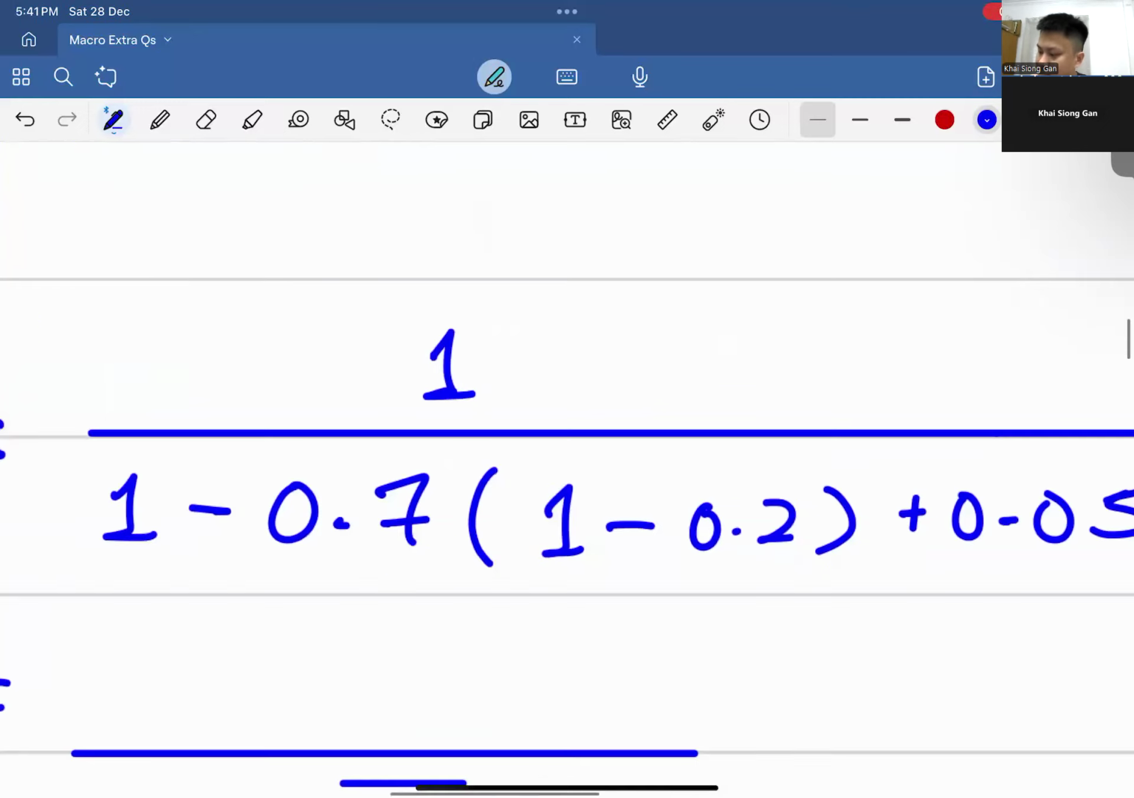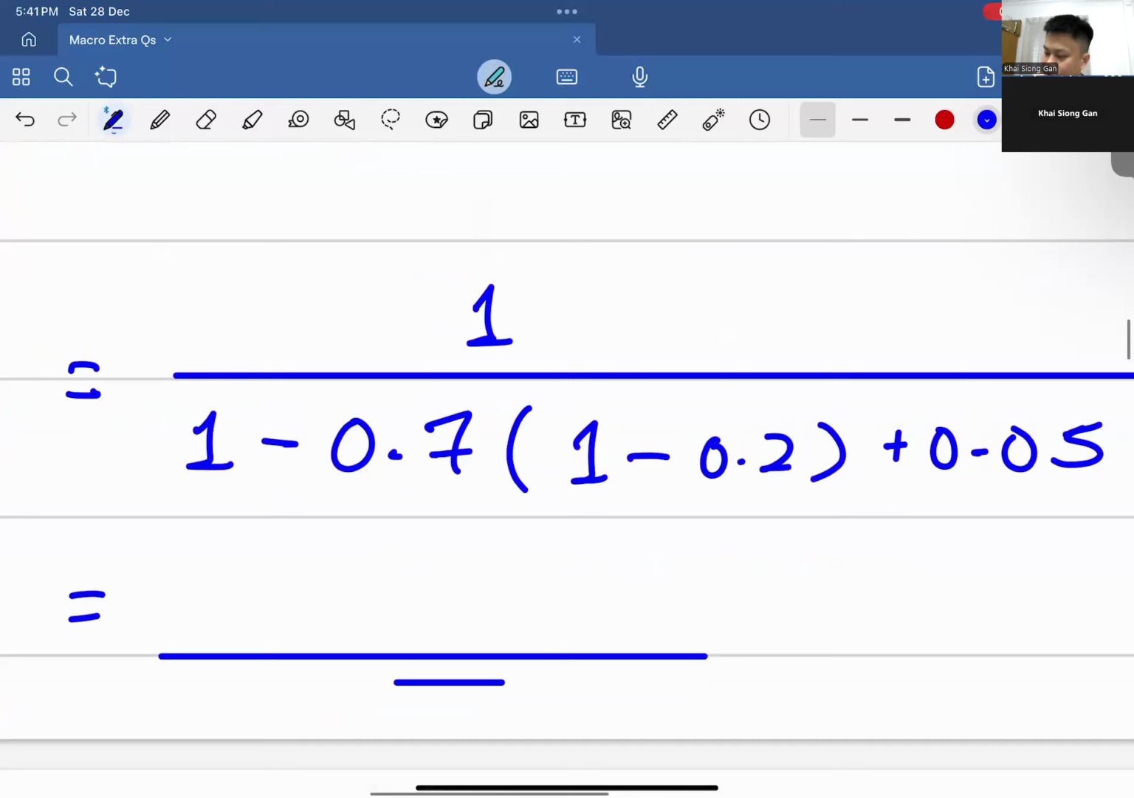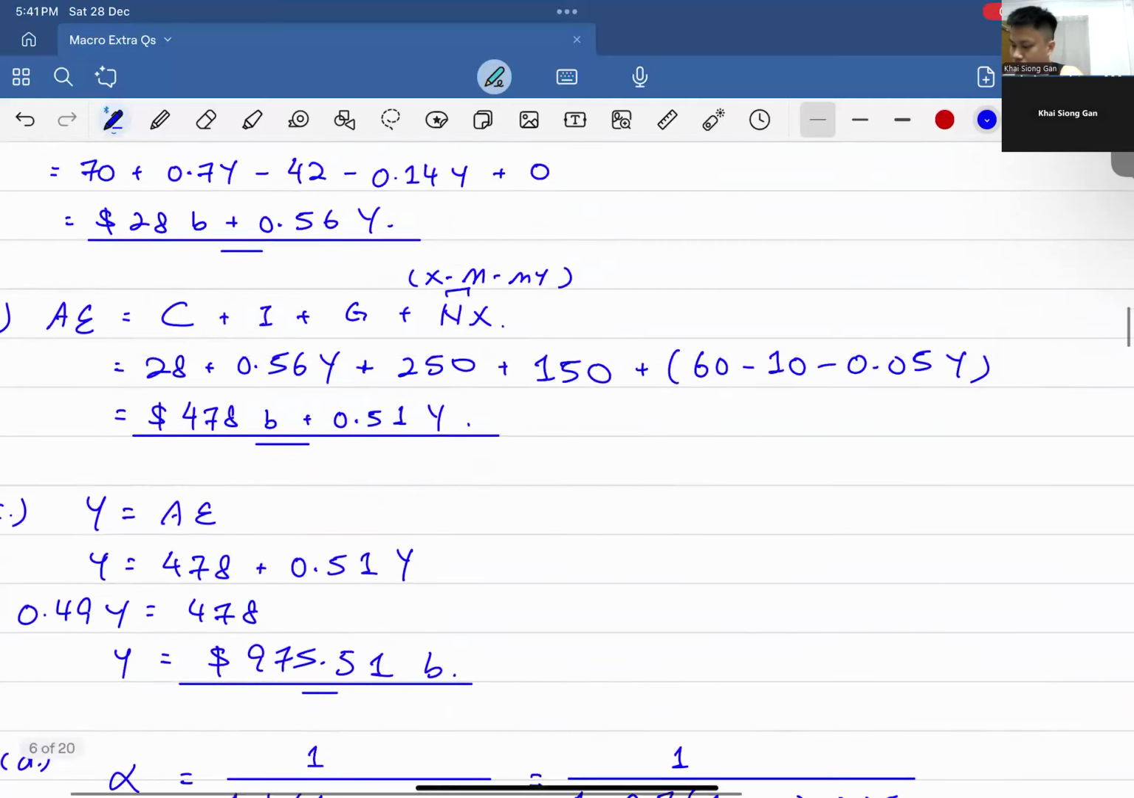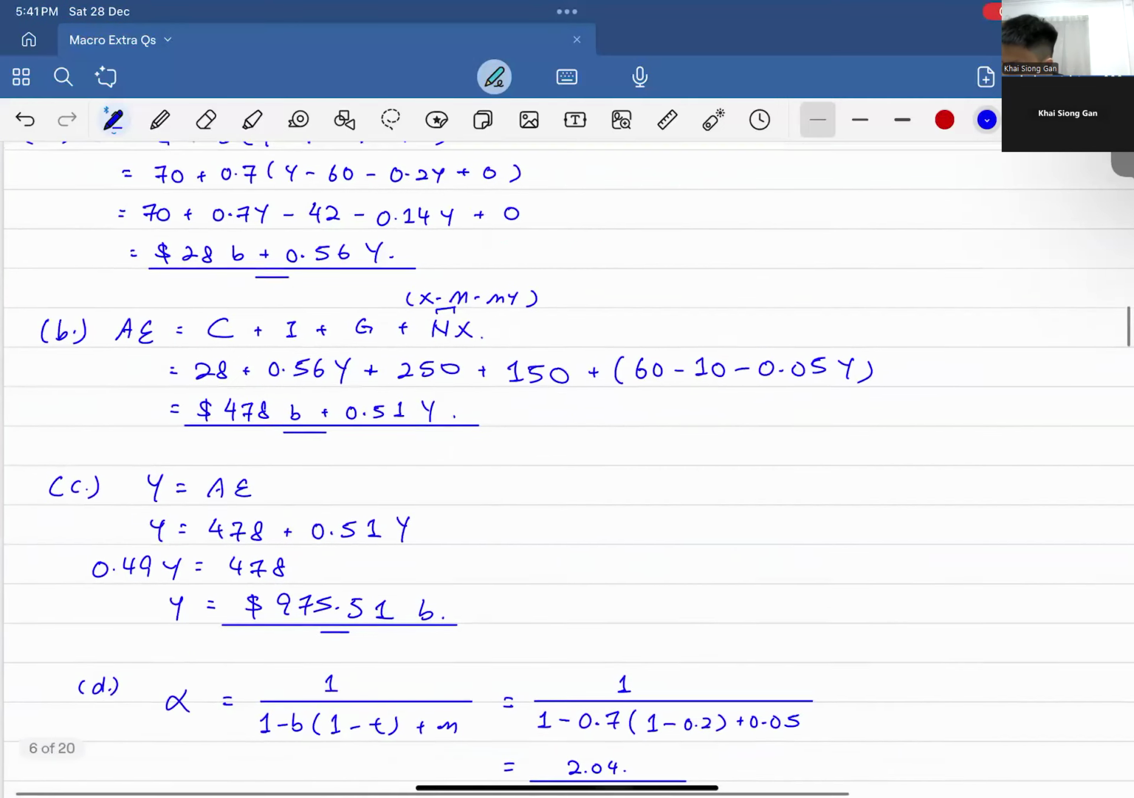So we only put bracket in between for that taxation part. Okay, so you will be able to get 2.04. That's the multiplier. Okay, now some tricky questions now.